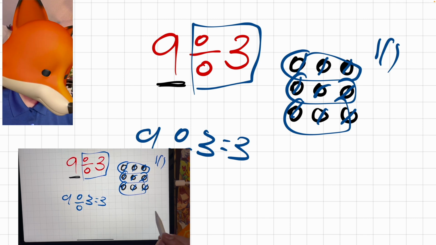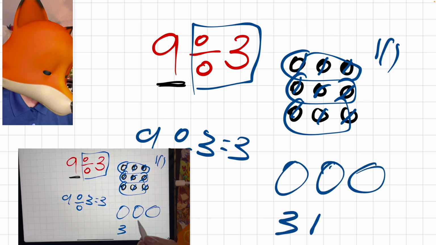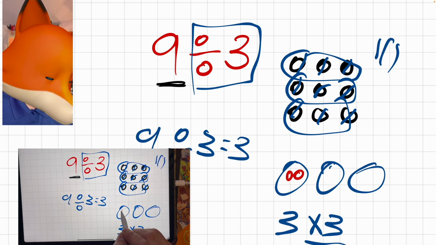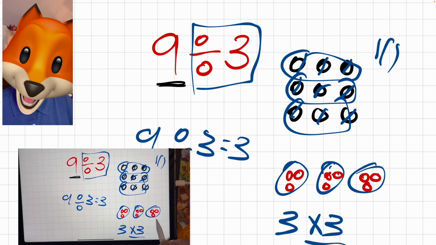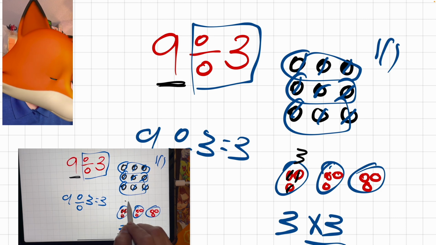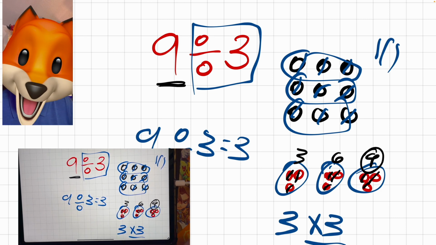Let's see. 1, 2, 3. There's 3 groups, and I'm going to put 3 in each. 1, 2, 3. 1, 2, 3. 1, 2, 3. Now let's count the total. 1, 2, 3. 4, 5, 6, 7, 8, 9. Hey, I was right, 9.